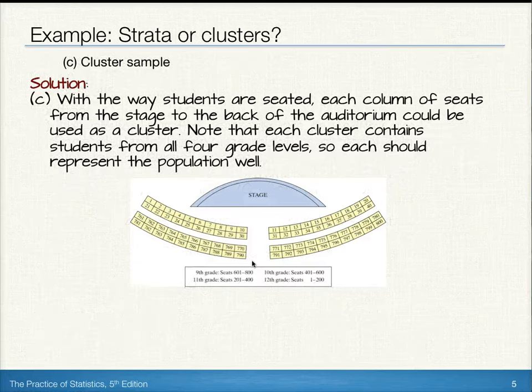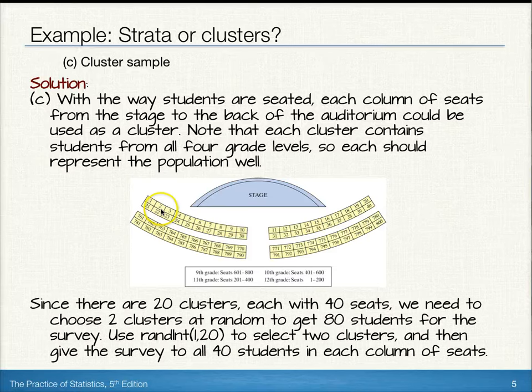Finally, let's take a look at a cluster sample. Well, with the way students are seated, each column of seats from the stage to the back of the auditorium could be used as a cluster. Note each cluster contains students from all 4 grade levels, so each cluster should represent the population well.